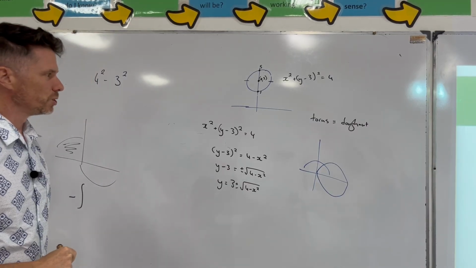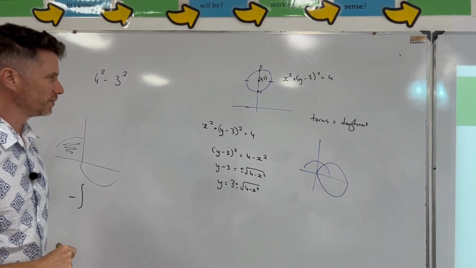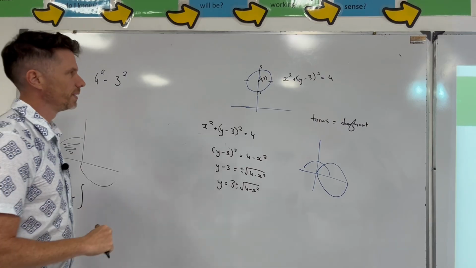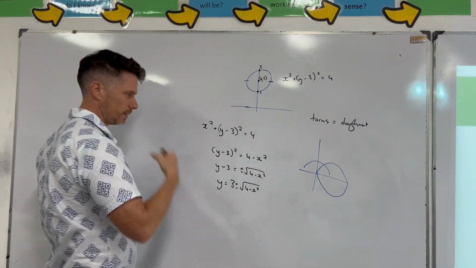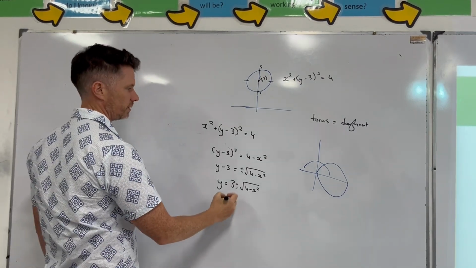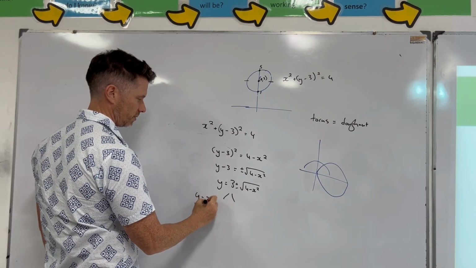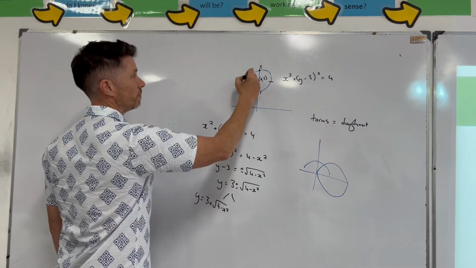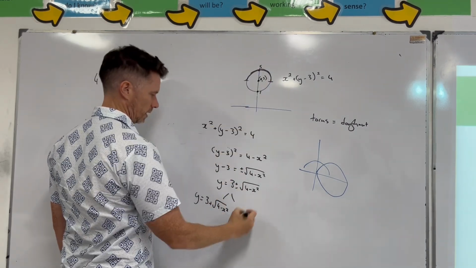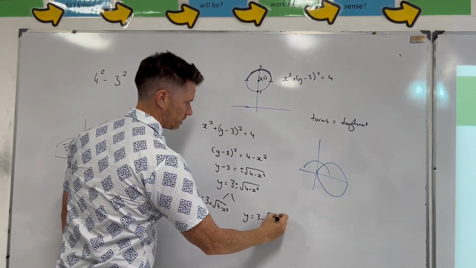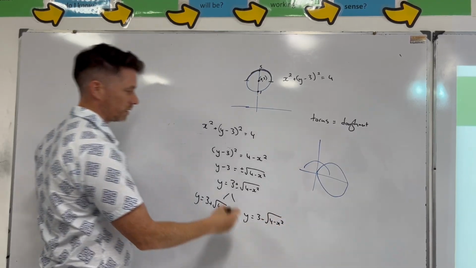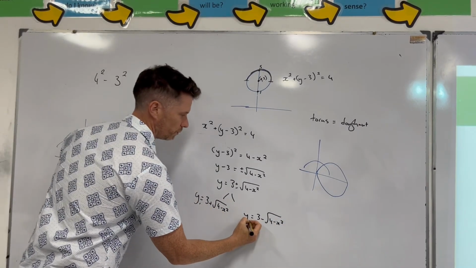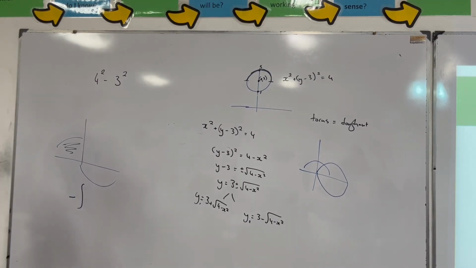So our plan is to integrate this and rotate it around. There are two functions here. y is equal to 3 plus the square root of 4 minus x squared, which is the above one, and y is equal to 3 minus the square root of 4 minus x squared. These are two different functions; you can call them y1 and y2. We're going to subtract these and integrate like we did in the previous example.